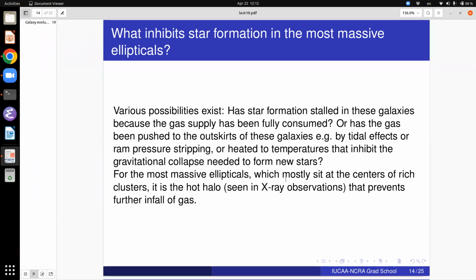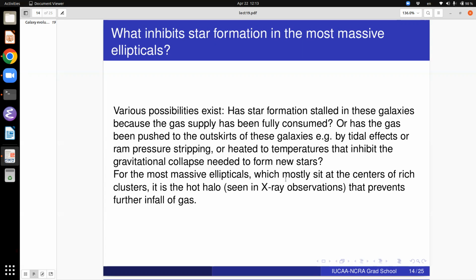So this is the question we are trying to look at. What inhibits star formation in the most massive ellipticals? Has star formation stalled in these galaxies because the gas supply has been fully consumed? Okay, that is true. Certainly, whatever gas was there in the early days, lots of mergers were happening, lots of star formation was happening. All of it has been consumed. Or has the gas been pushed to the outskirts of these galaxies by tidal effects or ram pressure stripping, or heated to temperatures that inhibit the gravitational collapse needed to form new stars? So all of these factors are probably operational.